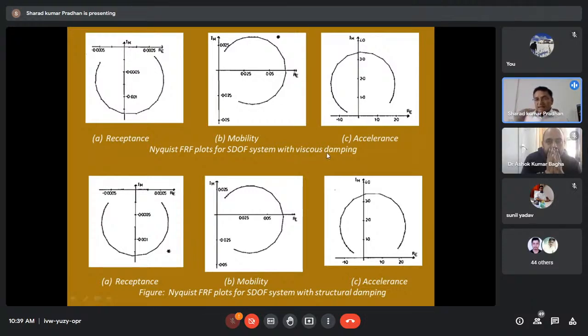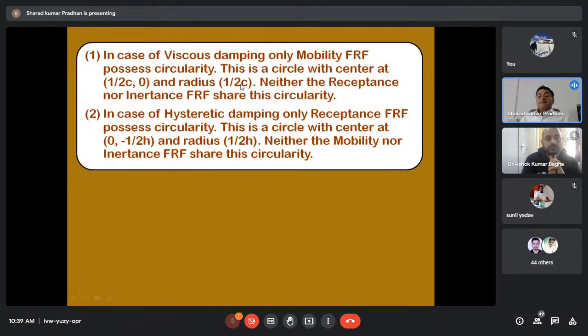So try to understand this, that here you are getting circularity, here you are getting circularity, and the center and radius is known to you. Look at this. This circle is having center this and radius this. Similarly, the circle is having center here, radius this. This C is the viscous damping coefficient, and this H or a small d is the structural damping coefficient.